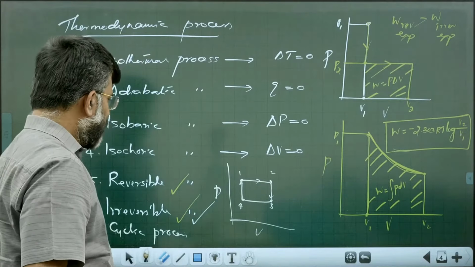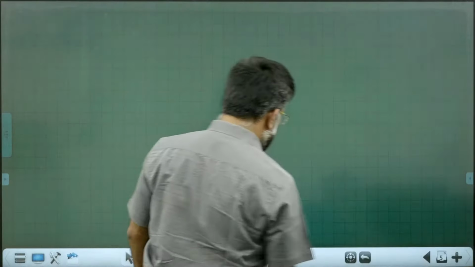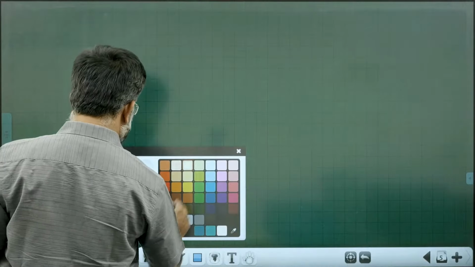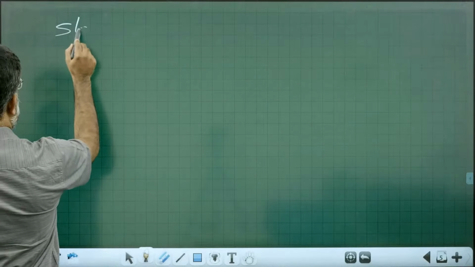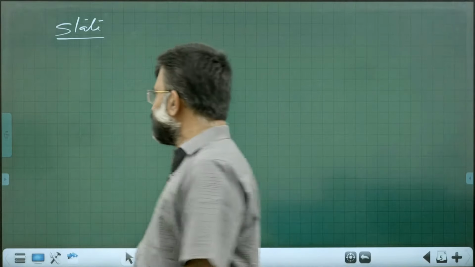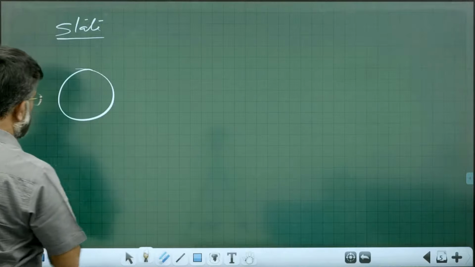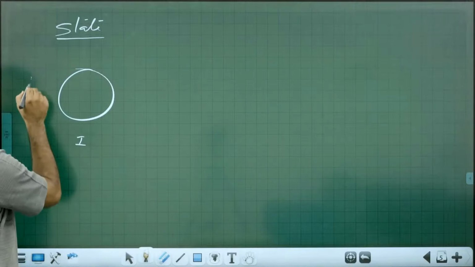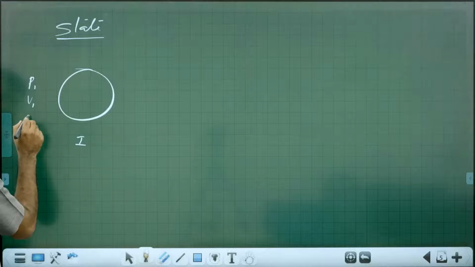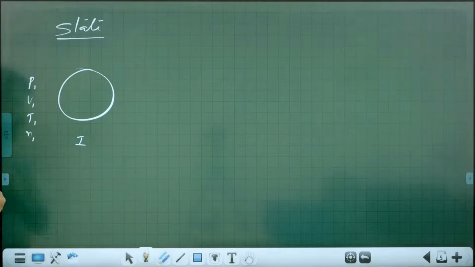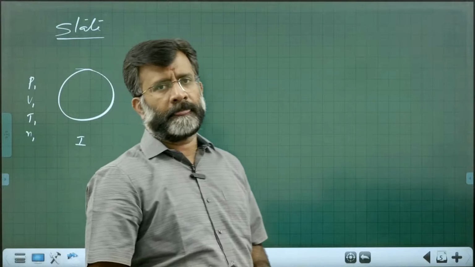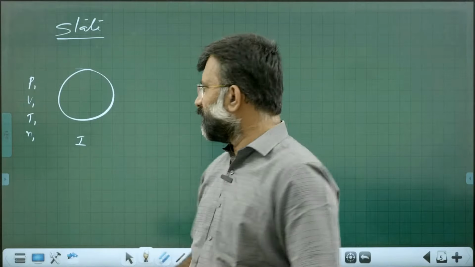Okay. So these are the various thermodynamic processes. And our next topic is state of a system. What is meant by state of a system? State means a condition defined by the parameters. Suppose we are talking about a gas taken at a state 1 having pressure P1, volume V1, temperature T1, number of moles N1. A gas is taken at state 1. This is called a state.